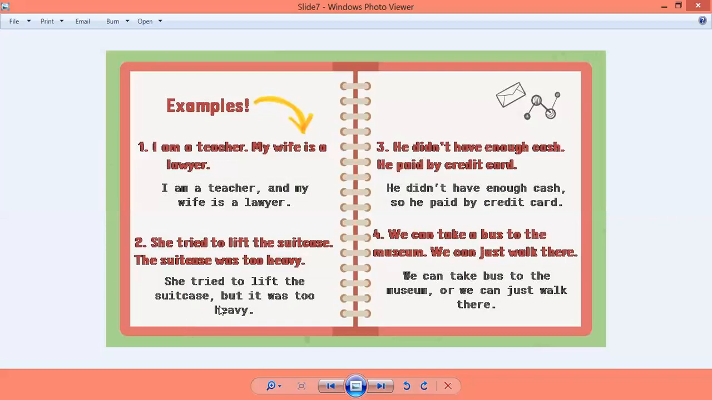And hence this is a conjunction over here. But use की करके हमने दोनों sentences को join कर दिया है. I hope this is clear.